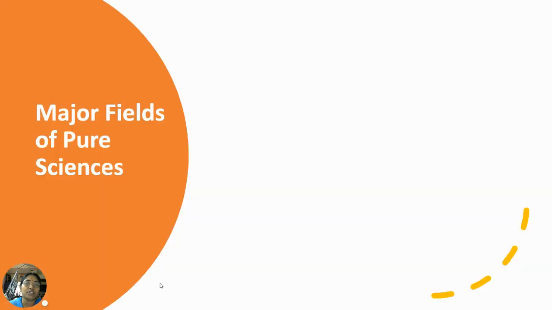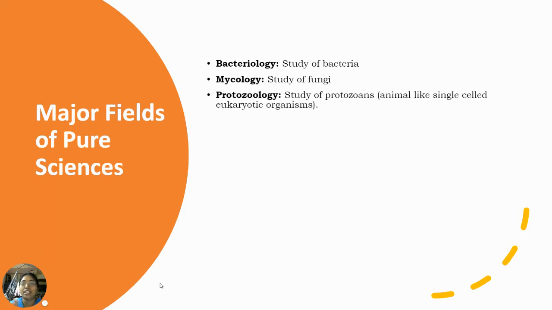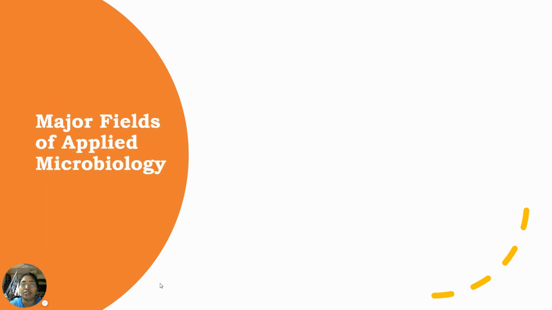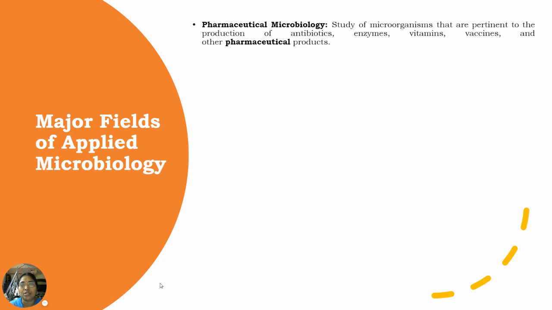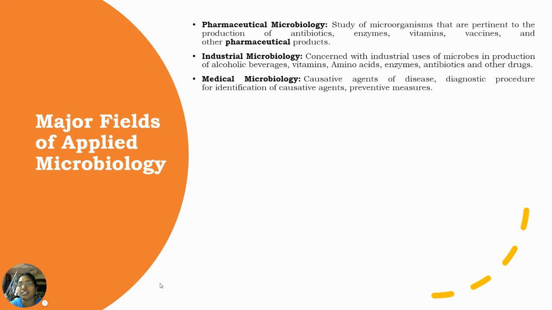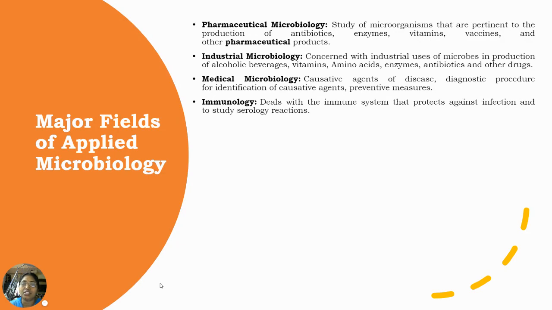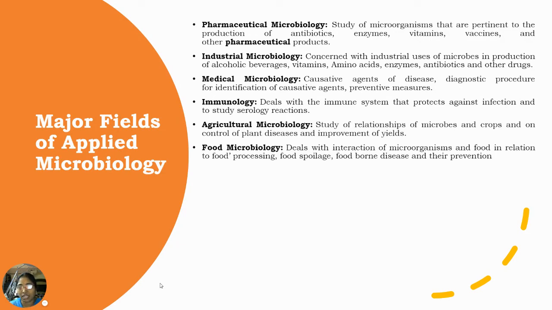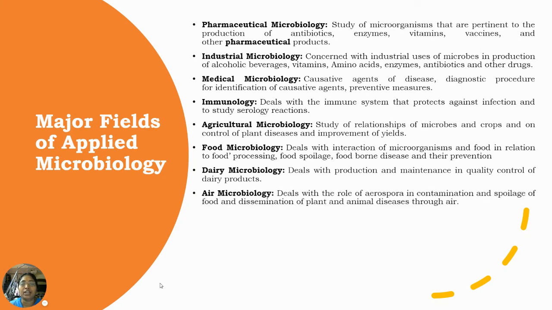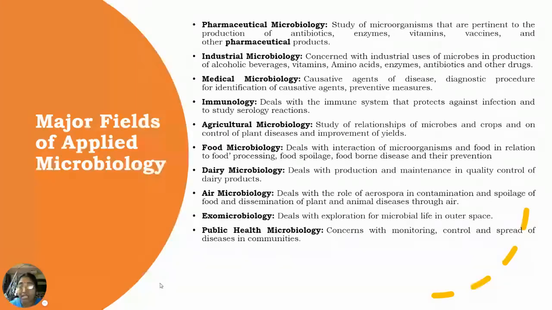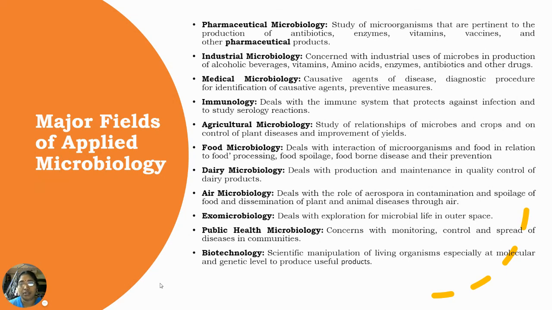Under pure microbiology, we have branches like the study of bacteria, known as bacteriology; fungi, mycology; algae, phycology; viruses, virology; and protozoans, protozoology. The branches of applied microbiology are pharmaceutical microbiology, medical microbiology, industrial microbiology, immunology, agricultural microbiology, food microbiology, dairy microbiology, air microbiology, exomicrobiology, public health microbiology, and biotechnology. As I told, these are only a few branches, not restricted branches.